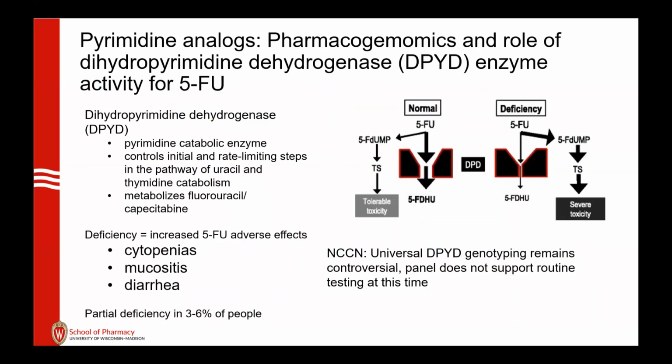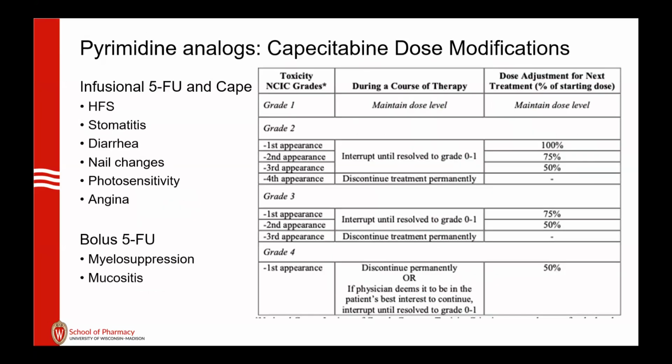Another pharmacogenomic piece of information, and so the DPYD enzyme activity. We're getting this more and more with patients up front, but we don't get it for everyone. There's a partial deficiency in 3 to 6% of people. And in these patients, essentially the active metabolite is not metabolized, and so severe toxicity can develop. That's cytopenias, mucositis, and diarrhea, which diarrhea is generally the most pronounced to the patient. Capecitabine has a really nice package insert dose adjustment table. I don't have this memorized, but we can always go here and take a look.